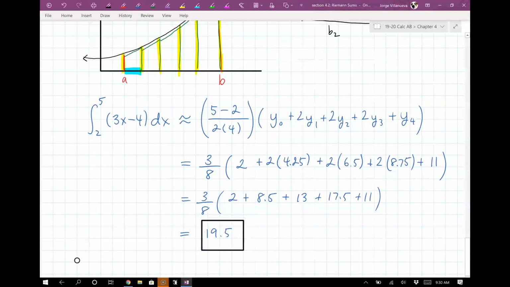So notice we've had 3 different measurements. The left-hand method, which measured under, gave us 16.125. The right-hand method, which was over, gave us 22.875. And the trapezoid method, which gives us a pretty good approximation, gave us a 19.5. Okay? So I'm going to go ahead and stop here. Let me stop the recording.